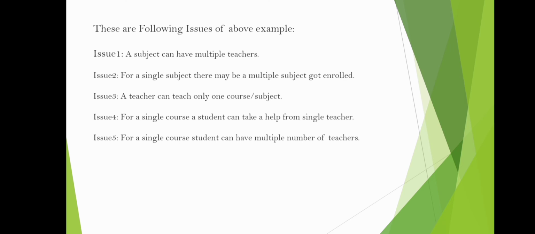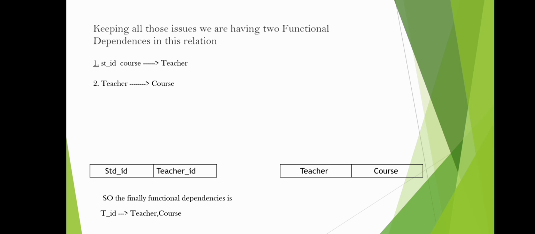Issue number 3: a teacher can teach only one core subject. For example, Mr. A teaches only the DBMS subject. Then issue number 4: for a single course a student can take help from a single teacher. Here you can see that for student 101, for the subject DBMS, there are no other teachers teaching DBMS for that student. The last issue, issue number 5: for a single course we can have multiple teachers. See, DBMS has two teachers, Mr. A and Mr. C.